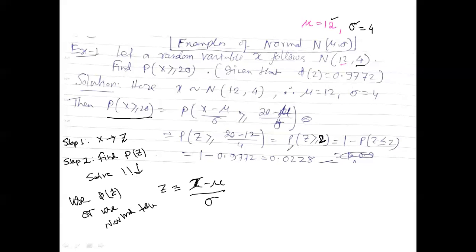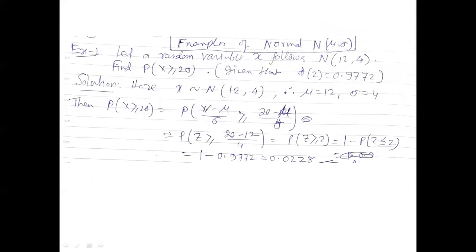Here in this case, we have to find the probability z greater than or equal to 2. Now, how can you adjust this probability of z greater than or equal to 2 with the given value of phi 2? How can you get the probability of z greater than or equal to 2 from the given phi 2 equal to this?